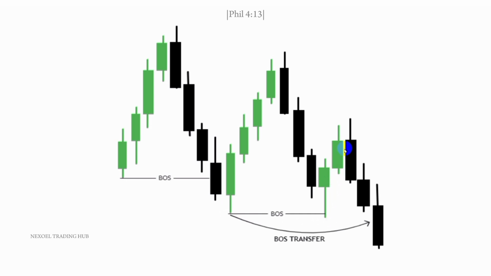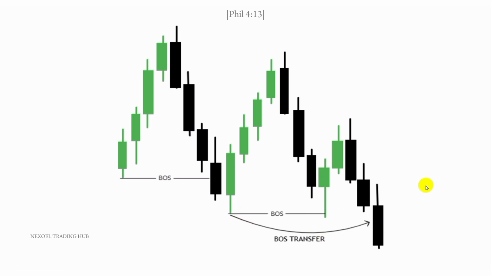Now price gave us the pullback and then price fell to the downside. So this is the candle that validates the break of this swing low point. This is where we have the ideal break of structure. This candle did not actually break this swing low. This candle actually swept the liquidity resting at this swing low point. So this is the candle that validates this swing low as a broken swing low.